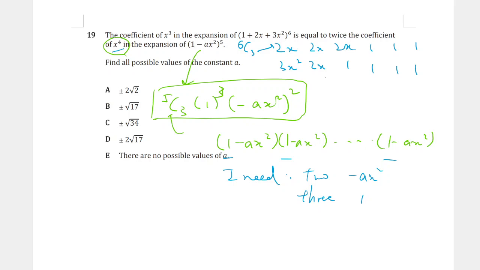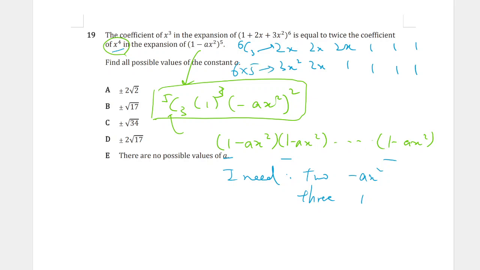Good. Now, how about the second one? The second one has 3x² and has 2x. My chain of thought here is that if I put in a 3x² and if I put in a 2x, then the 1s will fall into place. So imagine now the brackets are empty. How many ways can I choose 3x²? 6 ways, it doesn't matter which bracket I choose. Now how many ways can I choose 2x? Only 5 ways, because surely you can't put 3x² and 2x in the same bracket. So 6 times 5, and then the 1s fall in place. So there are 6 times 5 ways of doing that.